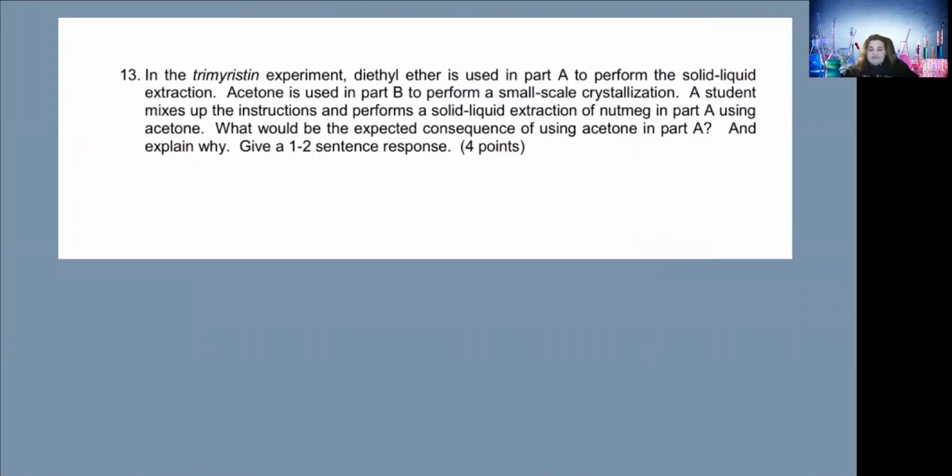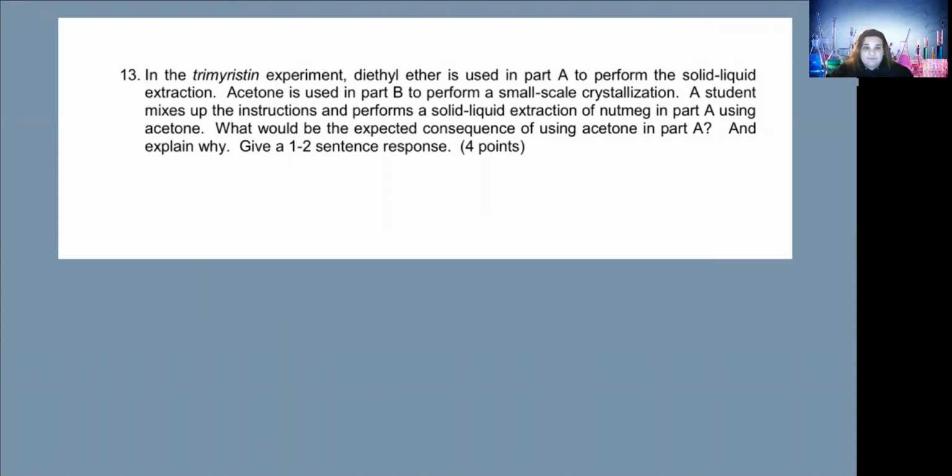All right, in the trimyristin experiment, diethyl ether is used in part A to perform the solid liquid extraction. Correct. Acetone is used in part B to perform a small scale crystallization. Also correct. A student mixes up the instructions and performs a solid liquid extraction of nutmeg in part A using acetone. What's the expected consequence of using acetone in part A and why? Okay, so let's think about what these solvents do first off, right? It's kind of how you have to think about these questions, especially when they get wordy.